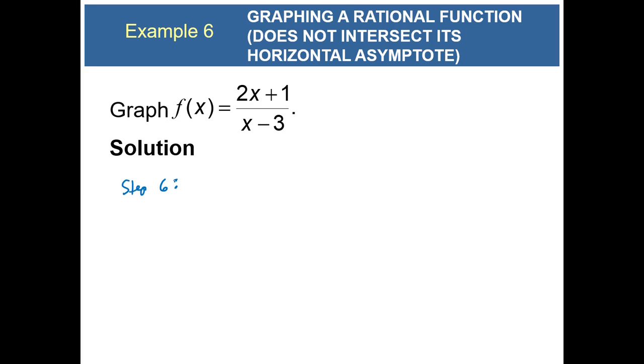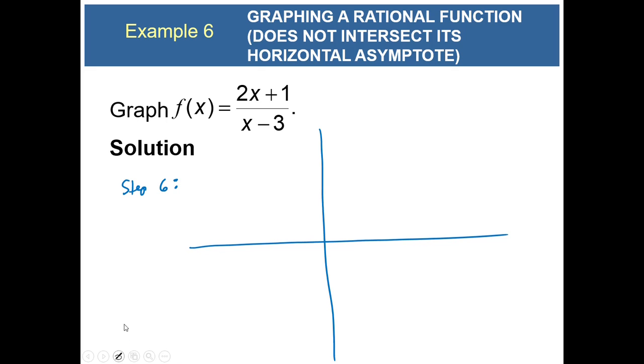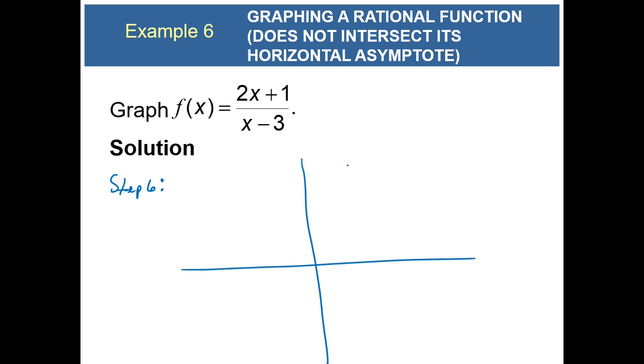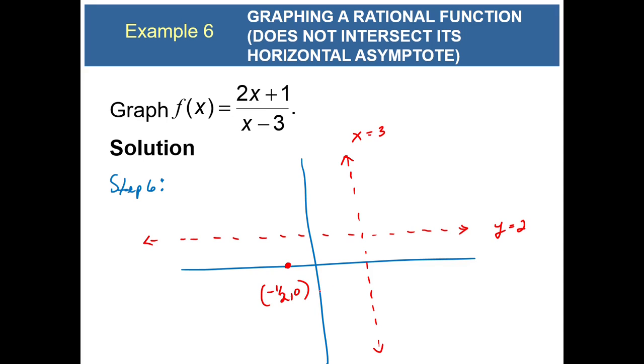Step 6, I want to get some values so I know if it's above or below certain points on the graph. So I always start by sketching the regions. I always start by sketching my vertical asymptote. I know there's a vertical asymptote at x equals 3. I know there's a horizontal asymptote at y equals 2. So always start by sketching your vertical and horizontal asymptotes. Then I will plot my x-intercept. I know there's an x-intercept at (-1/2, 0), and I know there's a y-intercept at (0, -1/3).